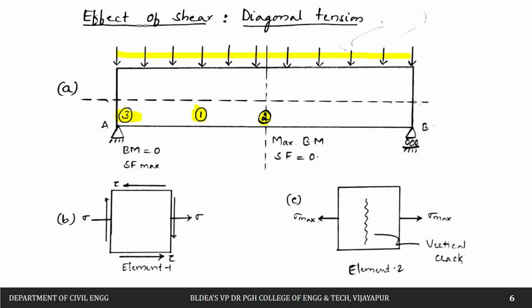Generally if you see the bending moment and shear force of this simply supported beam with UDL, at the center we will have maximum bending moment and shear force will be 0. At supports, bending moment will be 0 and shear force will be maximum.